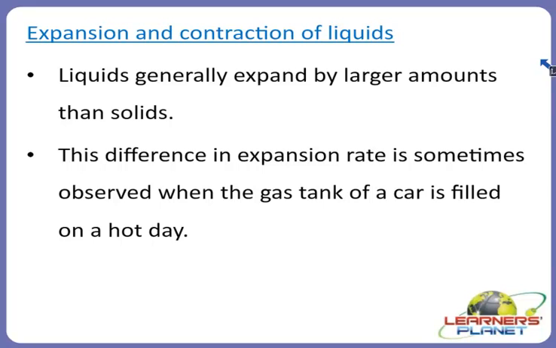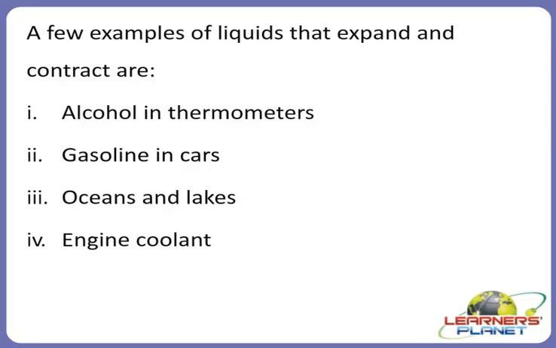So, just think about the liquid materials you use or see every day. There are a few examples of liquids that expand and contract, like alcohol or mercury in thermometers, gasoline in cars, even oceans and lakes, and engine coolant. So, these are some of the examples of liquids that expand and contract. Now, what would happen if these materials did not expand and contract as they are meant to?